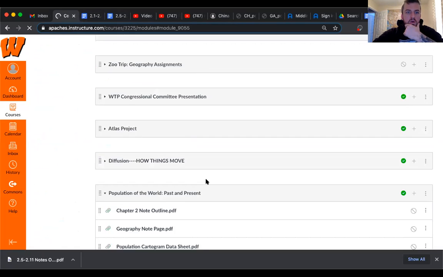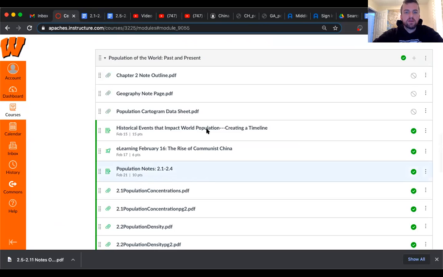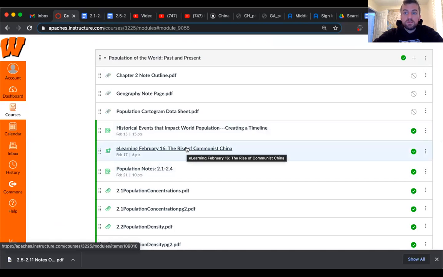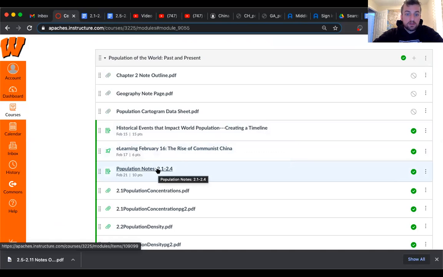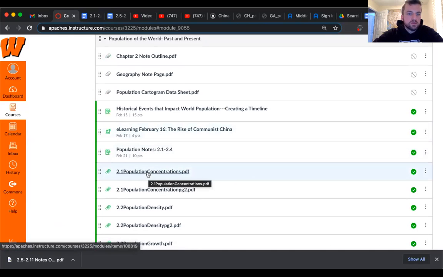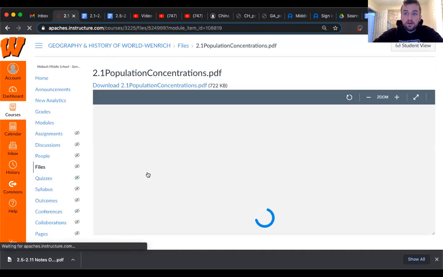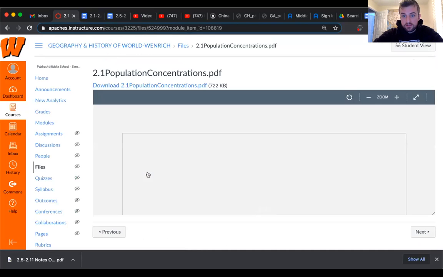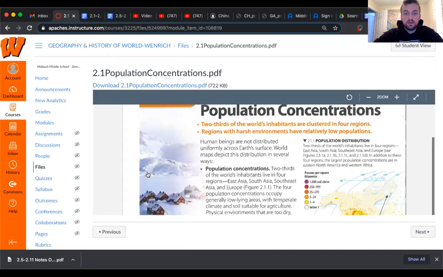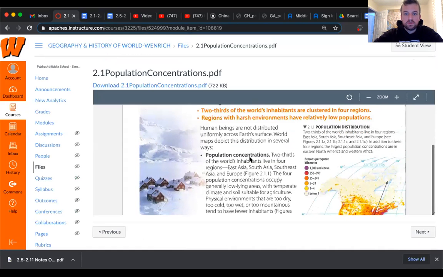So we're going to go to this module, population of the world, past and present. You're going to see all of the assignments that I've had you do for this particular section. And here is the notes. You can see they're worth 10 points. And what I would do is just click on this one here, 2.1 population concentrations. And I would have this in Canvas, and then the other side, Notability. So there you go, population concentrations.